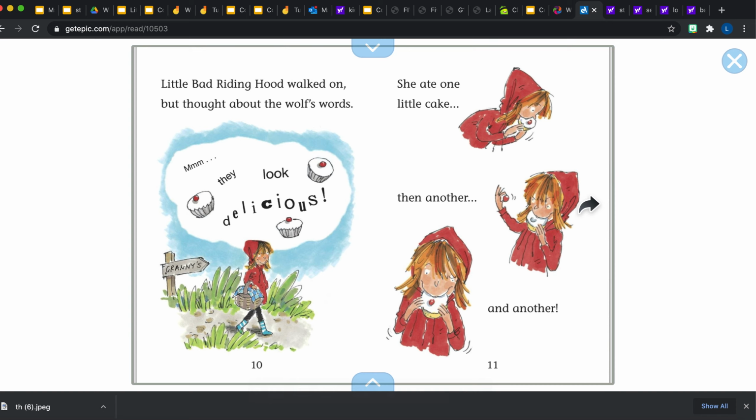So thinking about what happened right after she met the wolf for the first time.